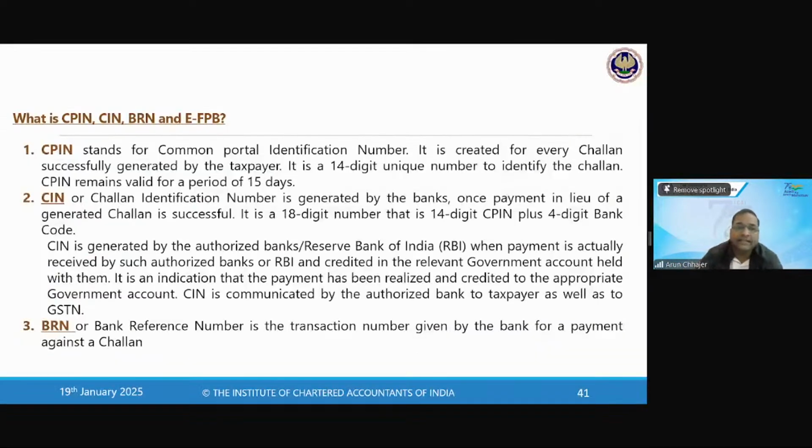CPIN stands for the Common Portal Identification Number. It is created for every challan. It is a 14-digit unique number to identify the challan. CPIN is valid for 15 days. What is the CIN? Challan Identification Number, generated by the bank once payment in lieu of the challan is successful. It is 18 digits: the 14 digits are the same CPIN, plus 4 digits of the bank code added. BRN is the bank reference number given by the bank.